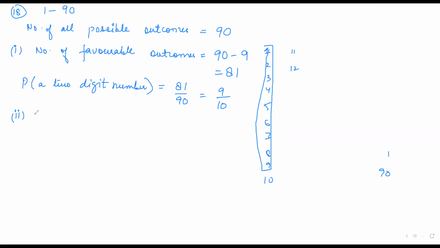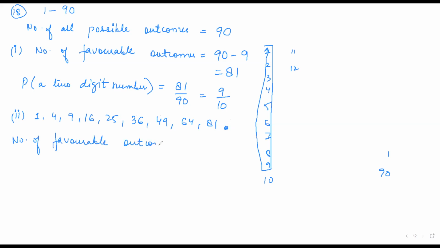Now, second case, a perfect square number. So you have to see between 1 and 90, how many perfect squares are there. So we start from 1, 1 into 1 is 1. 2 into 2, 4, 3 into 3, 9, 4 into 4, 16, then 5 into 5, 25, 6 square is 36, 7 square is 49, 8 square is 64, 9 square is 81, 10 square is 100, so that we don't want, because it is not falling between 1 and 90. How many they are? Count them. Number of favorable outcomes are 9. 1, 2, 3, 4, 5, 6, 7, 8, 9.